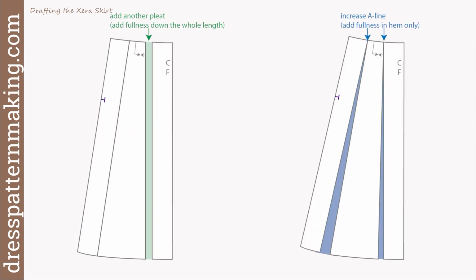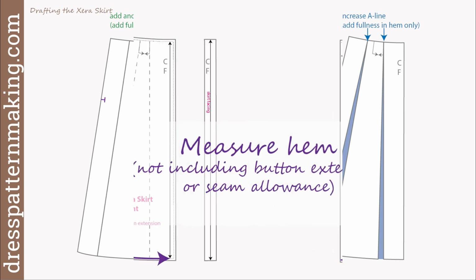But if you don't have enough circumference in the hem, it is not necessary to go back and redraft it with a higher guideline. That's not necessary. You can just cut and spread your skirt, as shown on the right-hand side, to add more ease in the hem. You could also, if you want to, add another pleat, as shown on the left-hand side, to add fullness down the whole length. The question then is, how do you know if you need more ease in the hem?